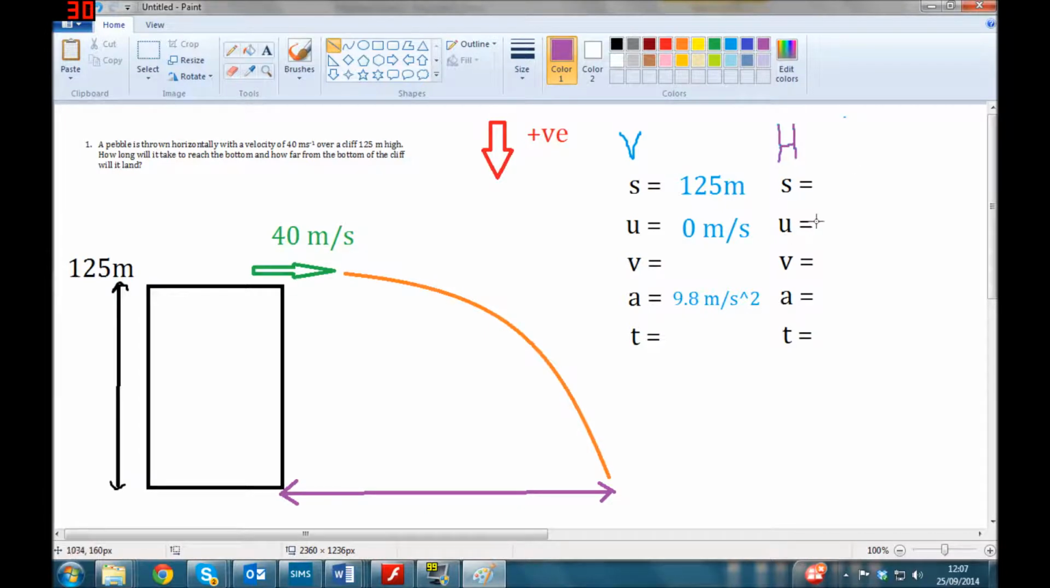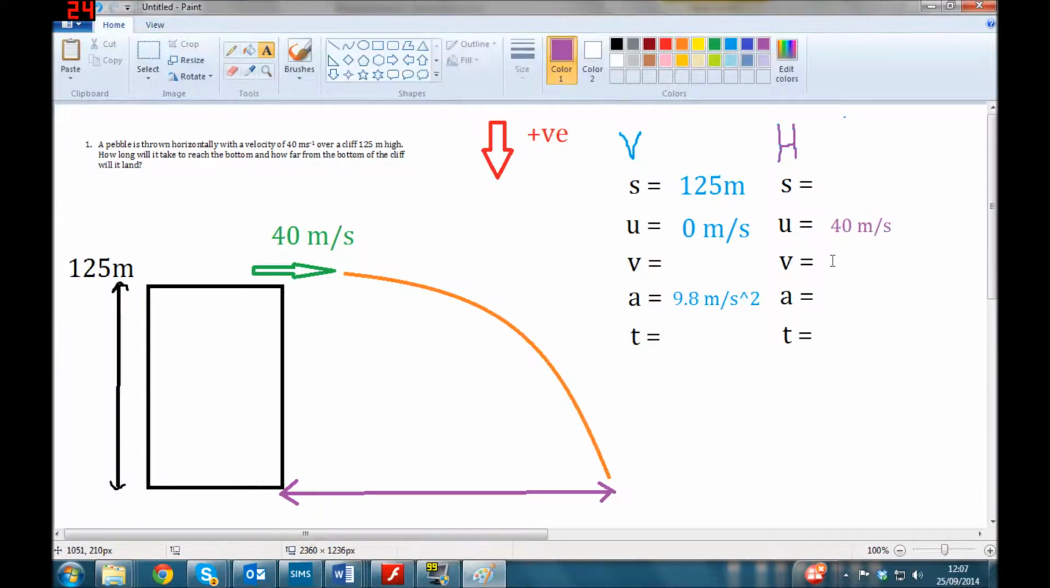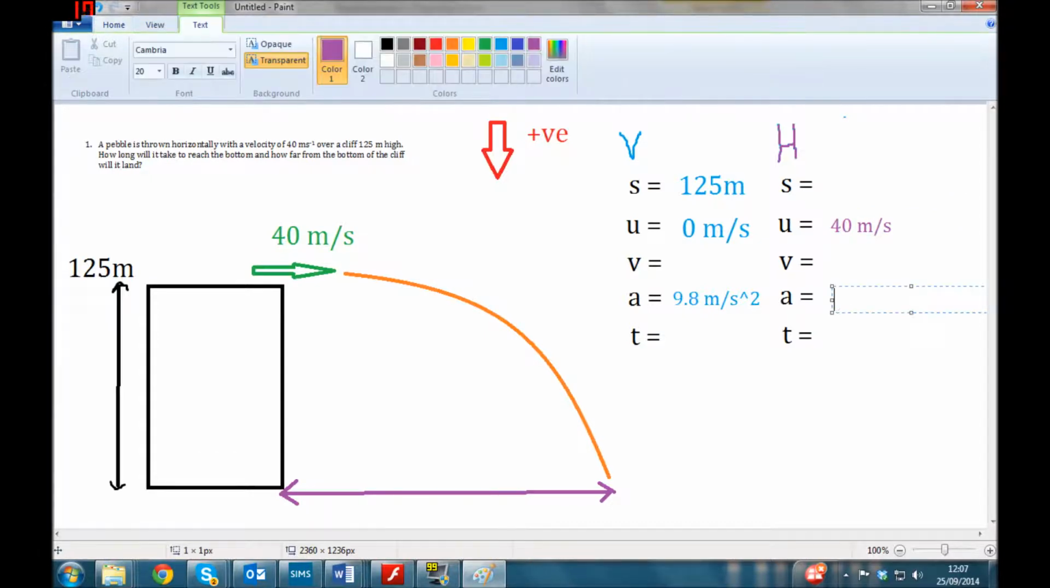Do I know its horizontal velocity? Well, yeah, I do. That's 40 meters per second. So let's fill that out there, 40 meters per second. Do I know its final velocity? Well, I do, and the reason I do is because its acceleration is 0 meters per second squared.